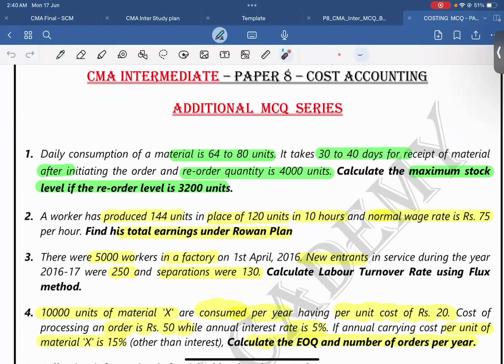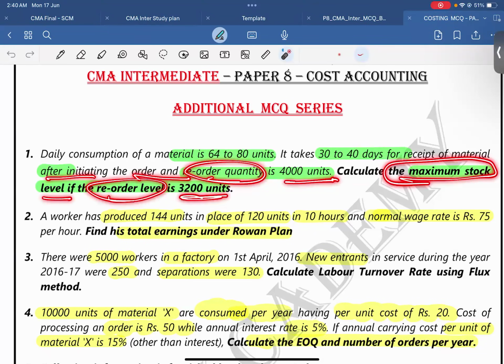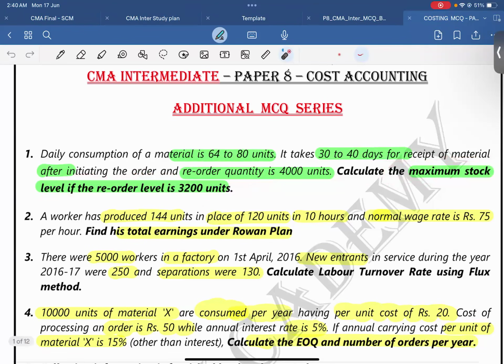Now we will start with question number 1. The daily consumption of a material is 64 to 80 units. It takes 30 to 40 days of a receipt of this material after initiating the order, and reorder quantity is 4,000 units. Calculate the maximum stock level if the reorder level is 3,200 units. We'll go with the first question.